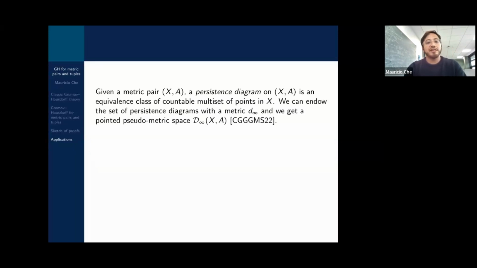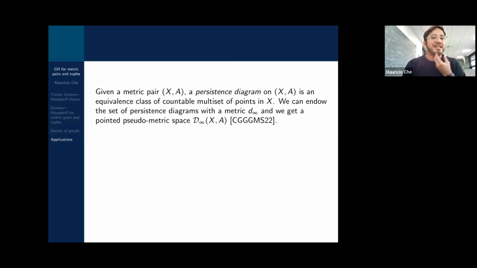First, regarding how we came up with this idea of metric pairs and the convergence of metric pairs, I'd just like to mention that this came from a collaboration on a project that has to do with a geometric construction in topological data analysis. And that geometric construction is that of persistence diagrams. I will not say really the motivation of this, but given a metric pair, we say that a persistence diagram on that metric pair is a certain equivalence class of countable multi-sets of points in X, where we identify such multi-sets of points whenever they differ only by points in the distinguished set A.